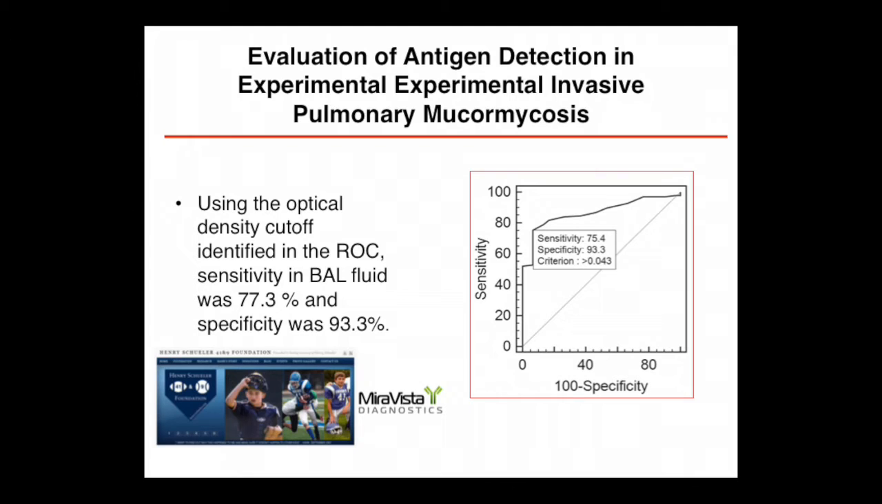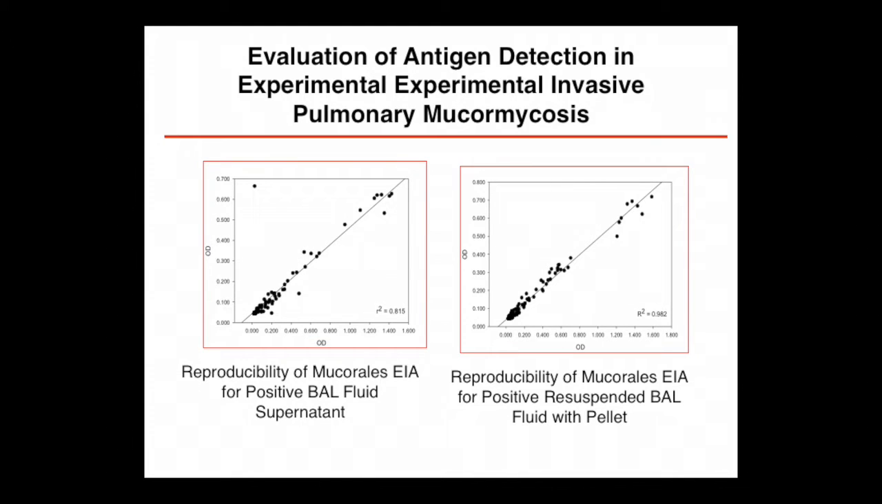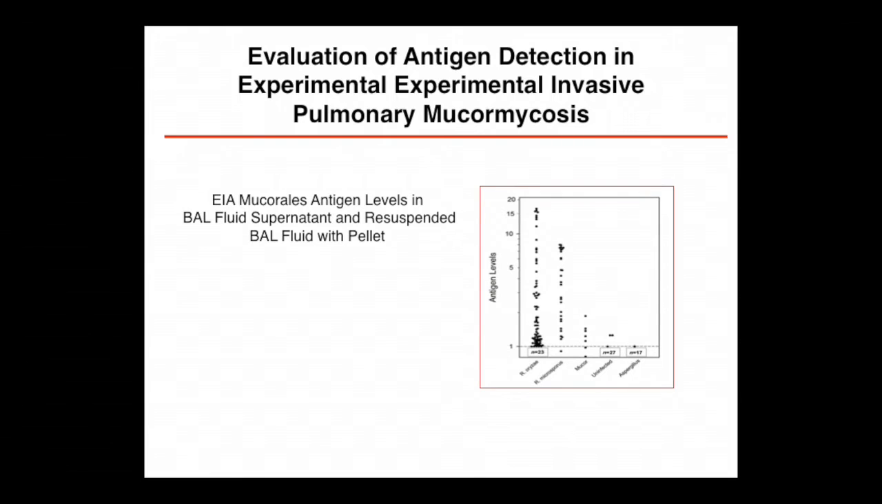So here in the bronchoalveolar lavage, we have a receiver-operator curve of 77% sensitivity, 93% specificity, a strong correlation with high degree of reproducibility, both in the BAL fluid supernatant as well as BAL fluid pellet. We further evaluated the range and found across all the different several species, oryzae, microsporus, and Mucor, our highest antigen levels were in the genus Rhizopus, less so in the Mucor. But this is the first step and first system of antigen detection that we're aware of that hopefully would be able to be further developed. How could you further develop this?